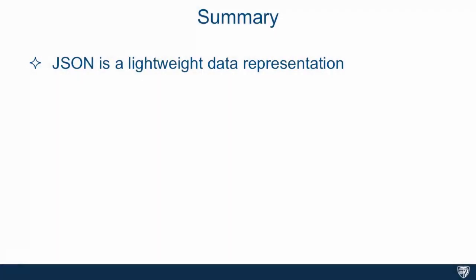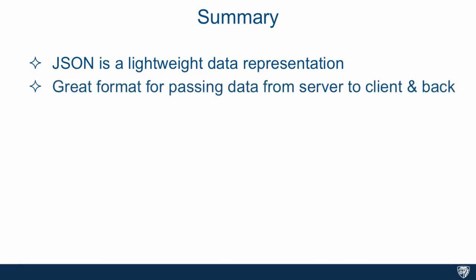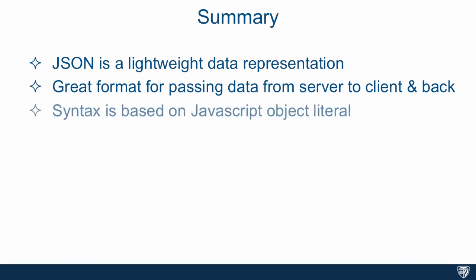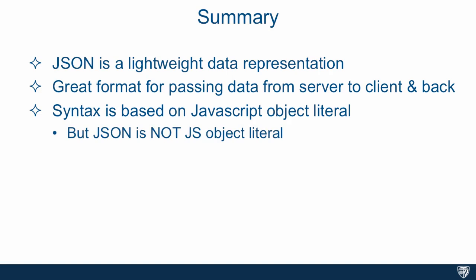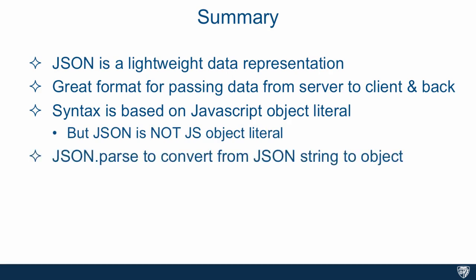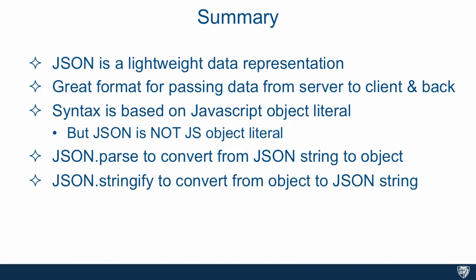So to summarize, JSON is a lightweight data representation. It's a great format for passing data from the server to the client, and a lot of times back as well from the client to the server if you wanted to give it some more descriptive data. The syntax of JSON is based on JavaScript object literal, but please remember, JSON is not a JavaScript object literal, it's just a string. JSON.parse will let you convert from a JSON string to an object, and JSON.stringify will let you convert from the object to the JSON string.